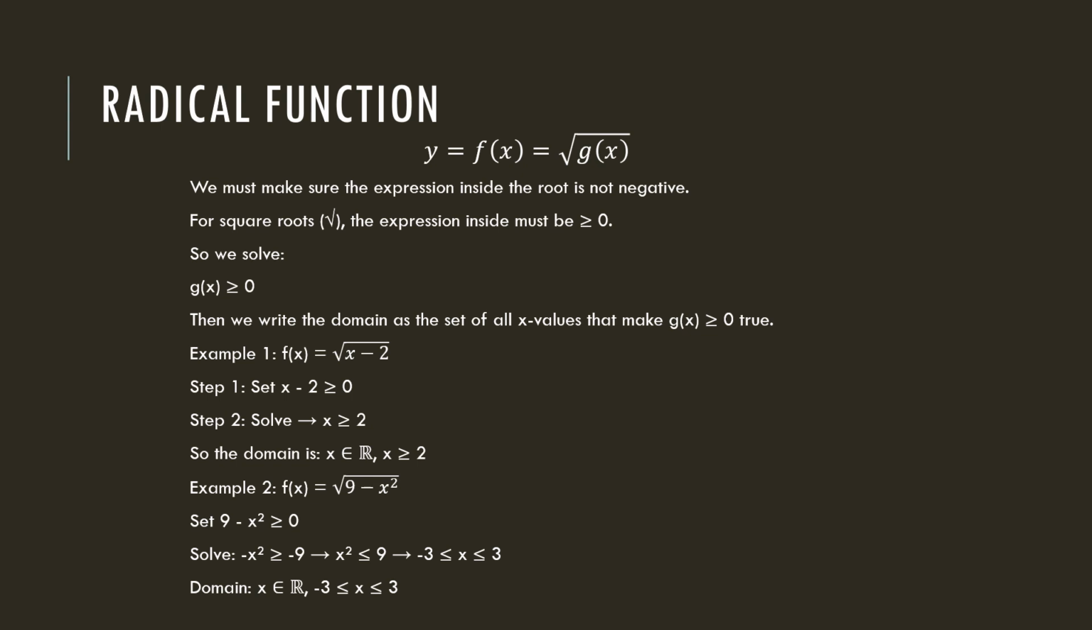Now class, let's move to the next function, which is the radical function in the form f of x equals the square root of g of x, where g of x is a polynomial function. You must make sure the expression inside the root is not negative. For a square root, the expression inside must be greater than or equal to 0.